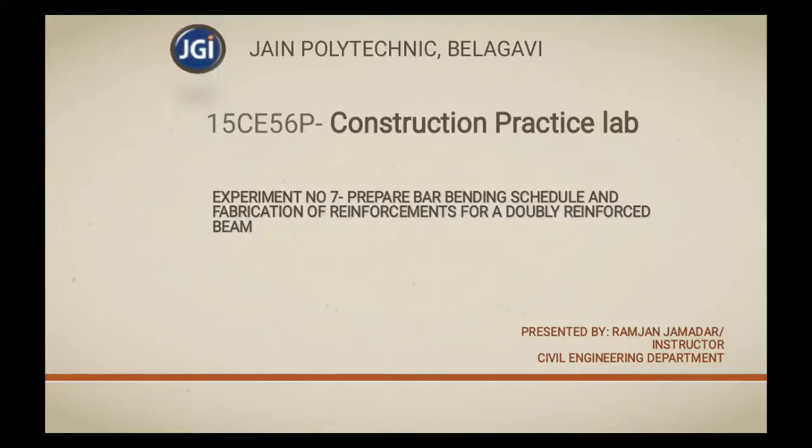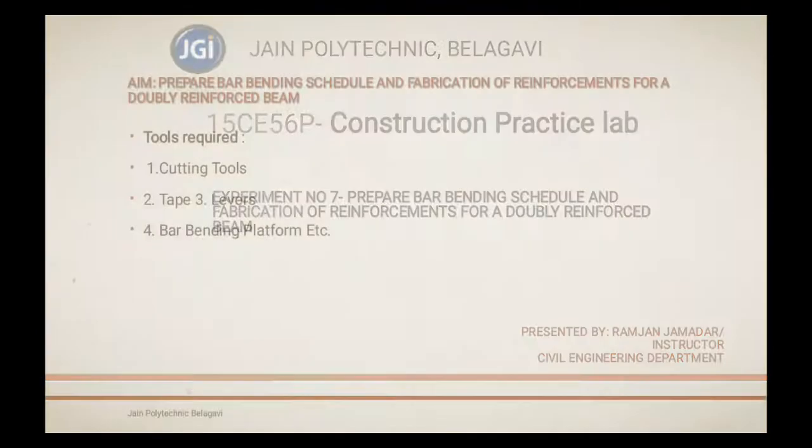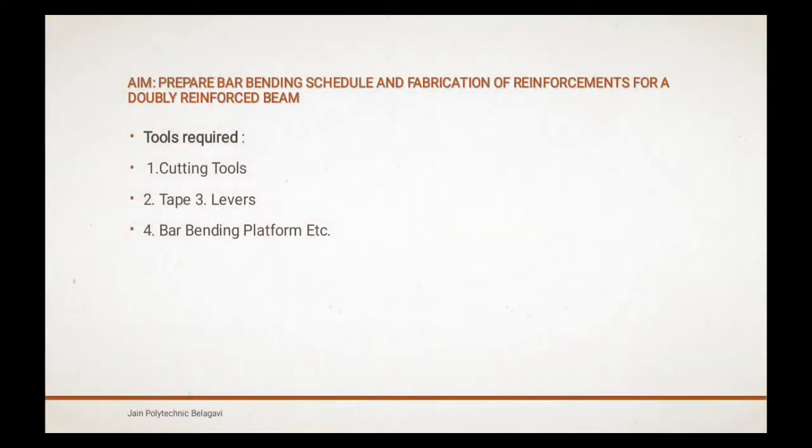In construction practice lab, experiment number 7: prepare a bar bending schedule and fabrication of reinforcement for a doubly reinforced beam. So what is the aim? The aim is to prepare a bar bending schedule and fabrication of reinforcement for a doubly reinforced beam. Tools required: cutting tools, tape, lever, bar bending platform, etc. in the field.